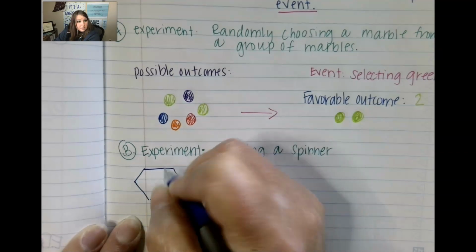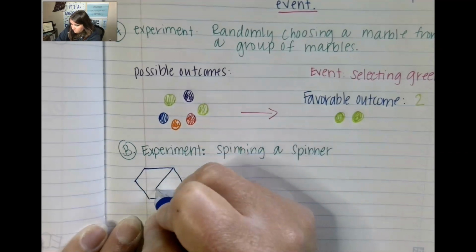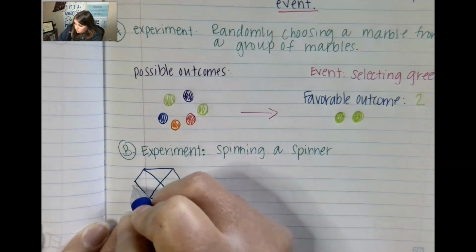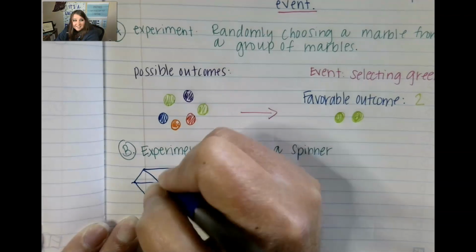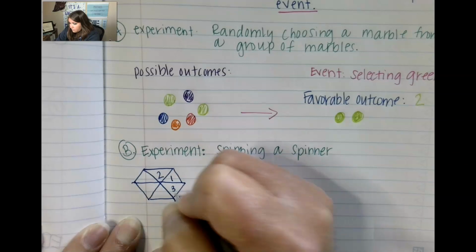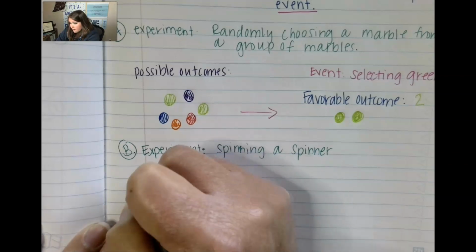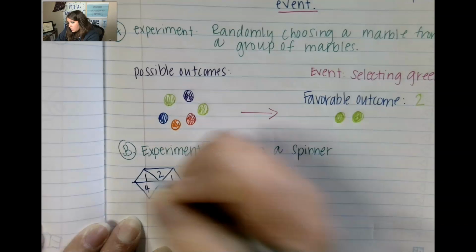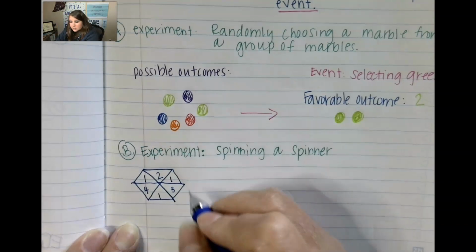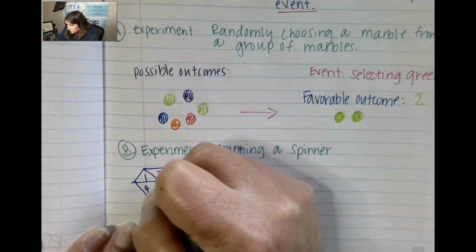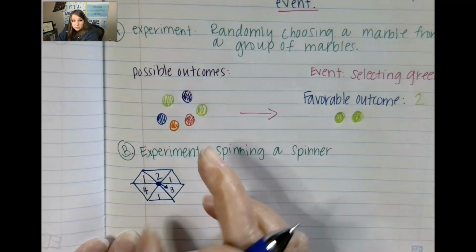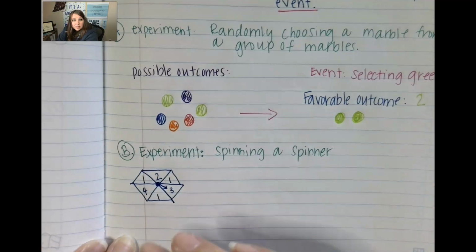And in my spinner, I have various numbers. I have a 2, a 1, a 3, a 1, a 4, and a 1. And I am going to spin my spinner. So here's like a little spinny deal, and it has like a little arrow. And then you would just flick it and spin it, and it would spin.